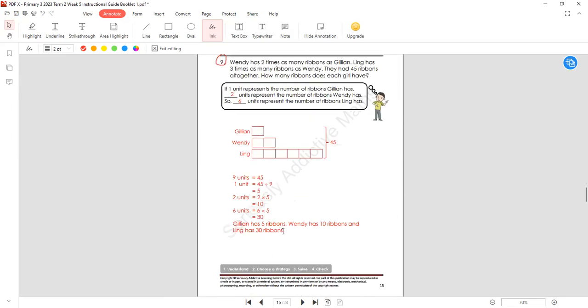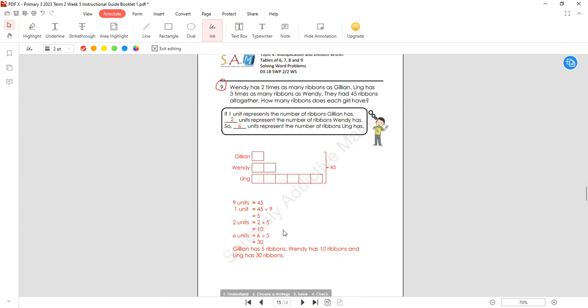Let's see. And then question 10, sorry, question 9, a bit different now, right? So we have to tread this carefully. Here it says Wendy has 2 times as many ribbons as Jillian. So start by drawing Wendy and Jillian, right? This portion here. And then Link has 3 times as many as Wendy.